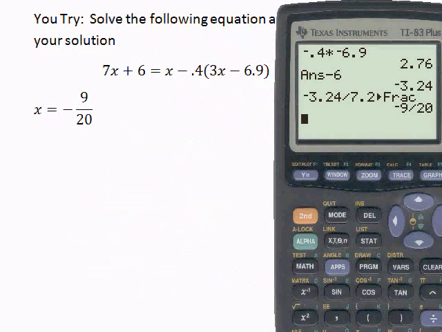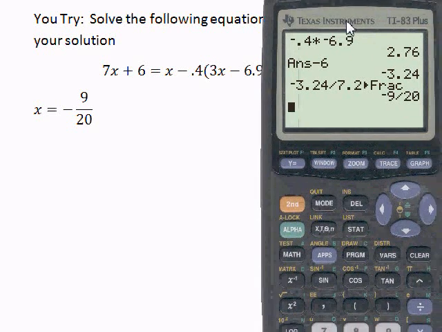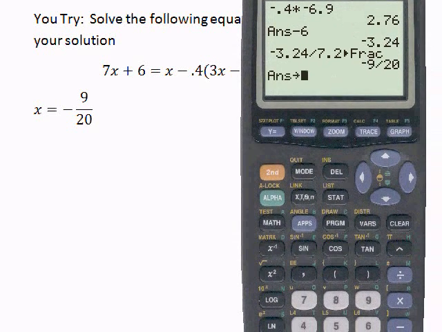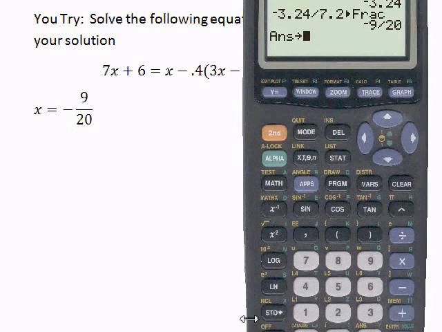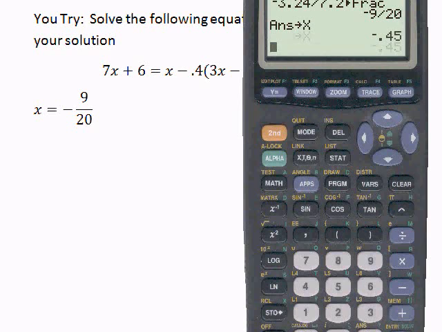So let's go ahead and check our solution. To do that, we're going to take negative 9 over 20, and we're going to store it by pressing the STO button right here. Now notice negative 9 over 20 was already in the calculator, so all I had to do was press the STO button, and it says ANS, which means we take negative 9 over 20, which is our answer, and we're going to store it in for x. Press enter. We get negative 0.45, which is our decimal answer for the solution to the equation.